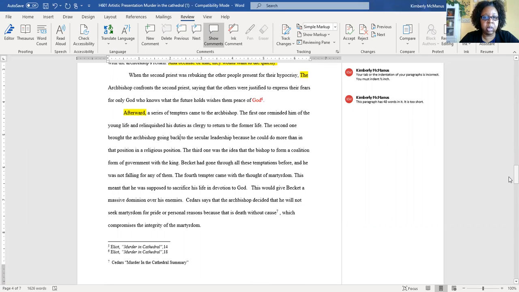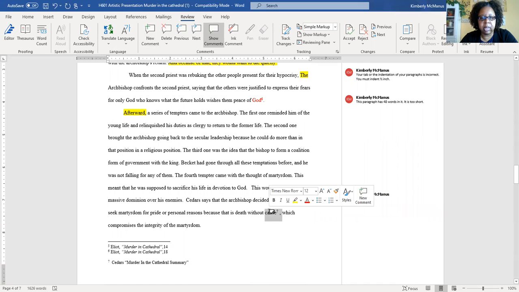Then you have this third one was the idea of the bishop to form a coalition, form a government with the king. Becket had gone through all the temptations before, and it was not falling for any of them. The fourth tempt became the thought of martyrdom. This meant that he was supposed to sacrifice life devotion to God to give Becket a message of meaning of his enemy. Cedar says that the archbishop decided that he will not seek again, verb tense. Pardon them for pride or personal reasons, because that is death without cause.